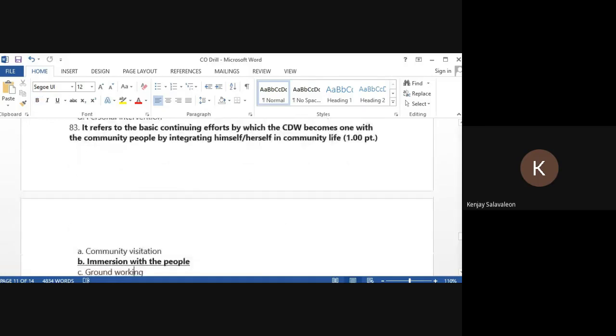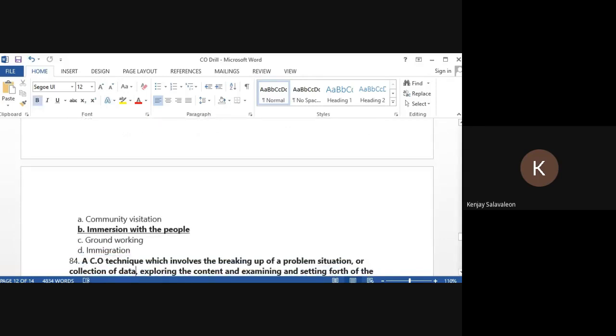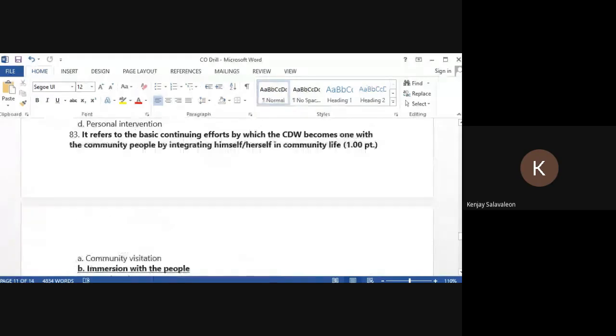Now, 83. It refers to the basic continuing efforts. Ito naman, hindi ko na tanong ano yung ibig sabihin ng CDW. Community Development Worker. Ano ba yan? It refers to the basic continuing efforts by which the community development worker becomes one with the community people by integrating him or herself in the community life. Immersion with people. Tama yun kanina. So yun nga, community development worker.